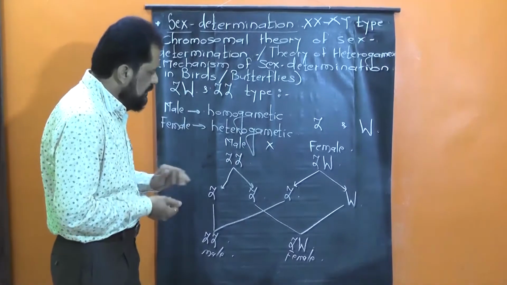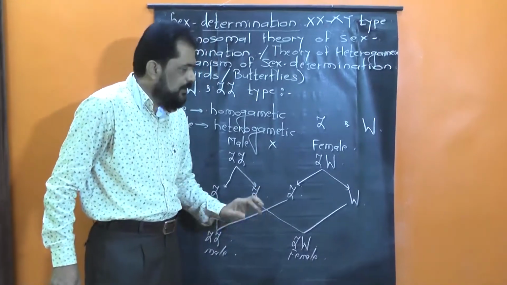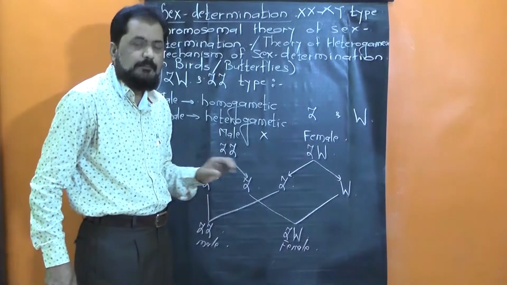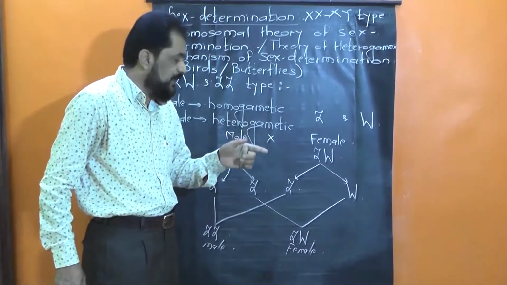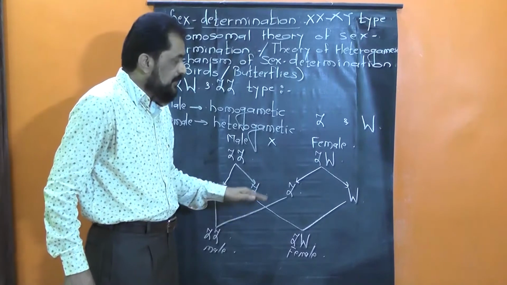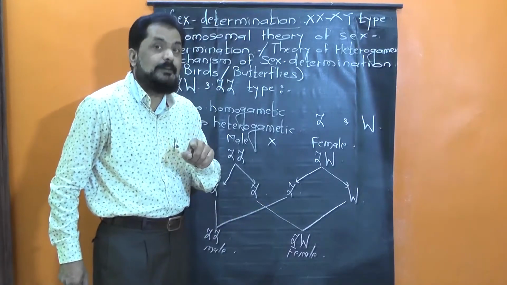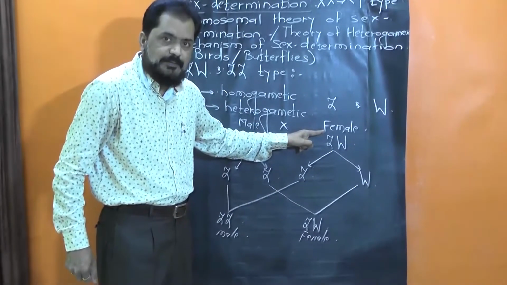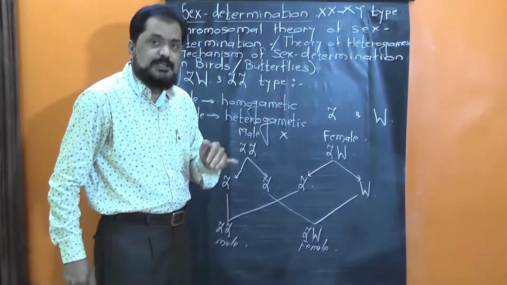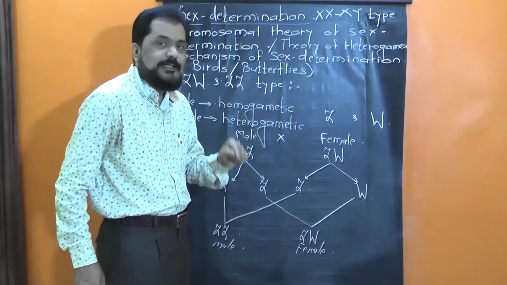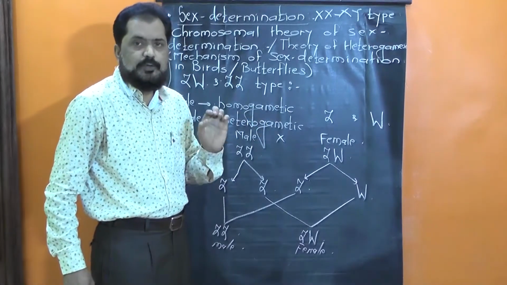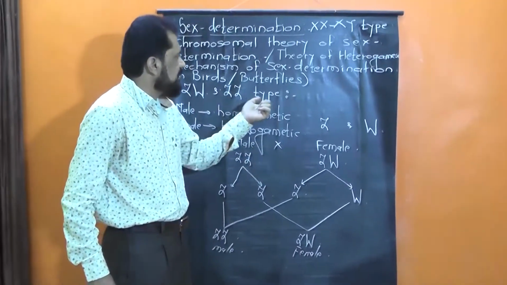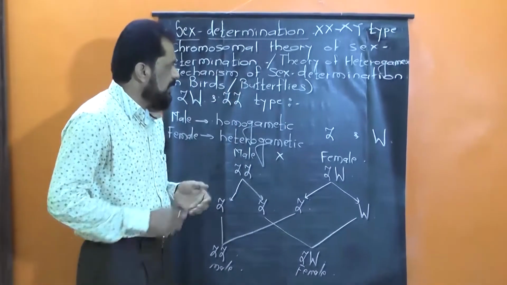Now here the sex of the newborn individual depends upon the type of female gamete which gets fertilized by the male gamete. It means here the sex determination does not depend upon the male gamete or male individual. Here sex determination depends upon the female individual. It means again the sex determination depends upon the heterogametic parent. So here we have considered ZW, ZZ type of sex determination in birds and butterflies.